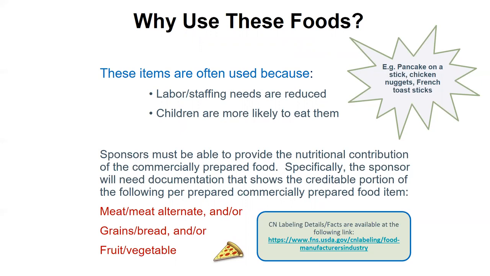Moreover, sponsors will need documentation that shows the creditable portion per commercially prepared food item based on the content of meat alternate, grain bread, or fruit vegetable. The notation of "and or" is included as many common commercially prepared foods tend to be combination foods, meaning that they contribute toward two or more component groups in a single dish. Consider chicken nuggets. Documentation on this product typically shows the creditable portion of grain bread and a meat alternate for a certain number of nuggets offered.